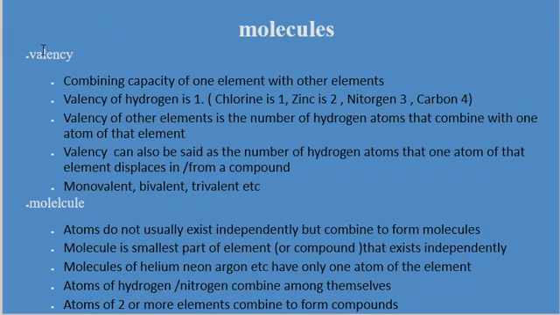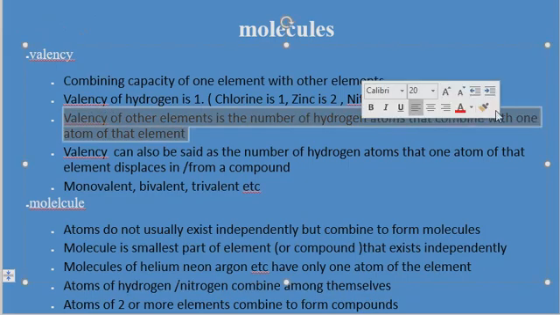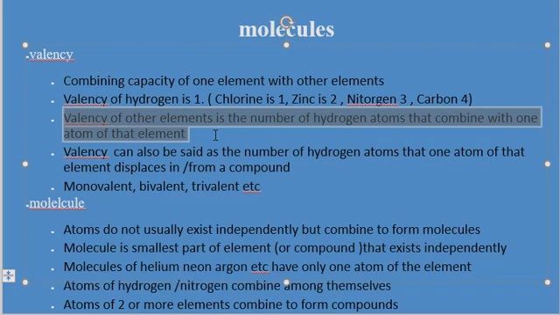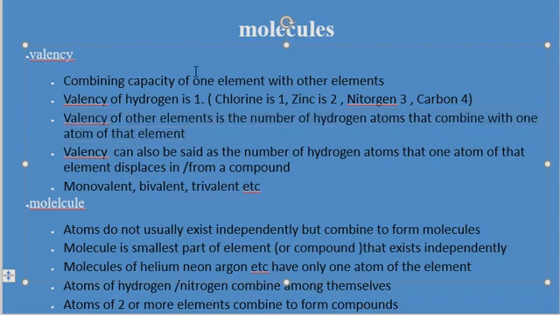Valency is the combining capacity of one element with other elements. The valency of other elements is the number of hydrogen atoms that can combine with one atom of that element. So when you have a question, what is valency, the answer should be: valency of other elements is the number of hydrogen atoms that can combine with one atom of that element, and valency is the combining capacity of one element with other elements. That is how you answer. So the first and third lines you will have to answer. Valency can also be said as the number of hydrogen atoms that one atom of that element displaces from a compound, whether carbon or chlorine or whatever.